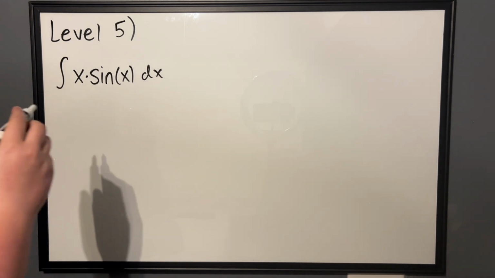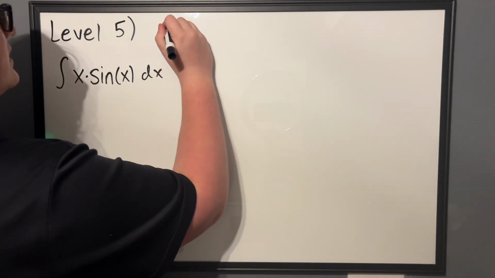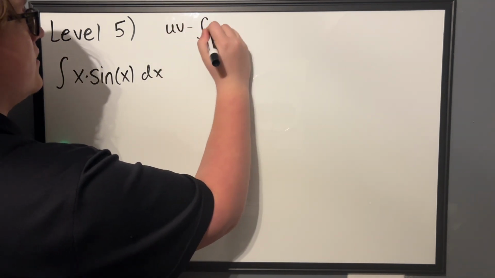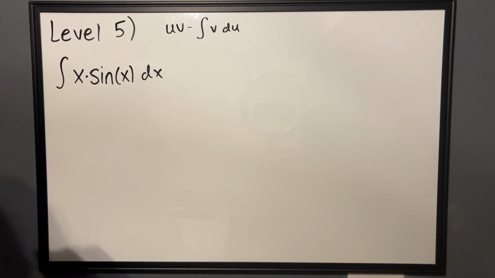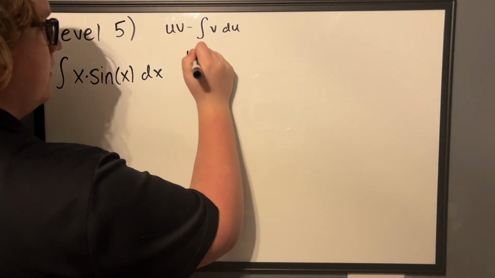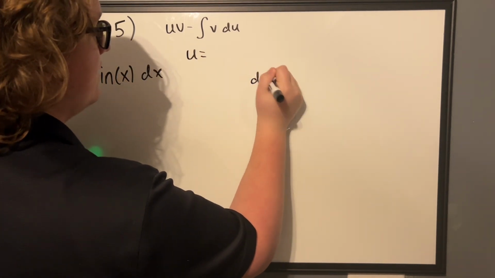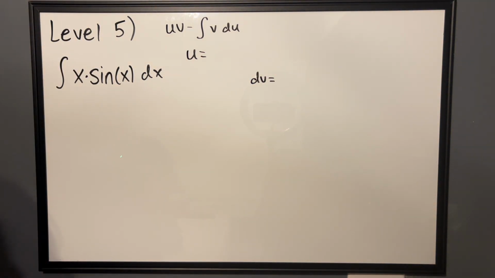So remember the formula for integration by parts. It's uv minus the integral of v du. So with integration by parts, we need to choose a u and we need to choose a dv. So that's the important step. Now, if you don't remember how to do this, remember with u, we want to choose something that when we take the derivative of it, it's going to get easier to work with.